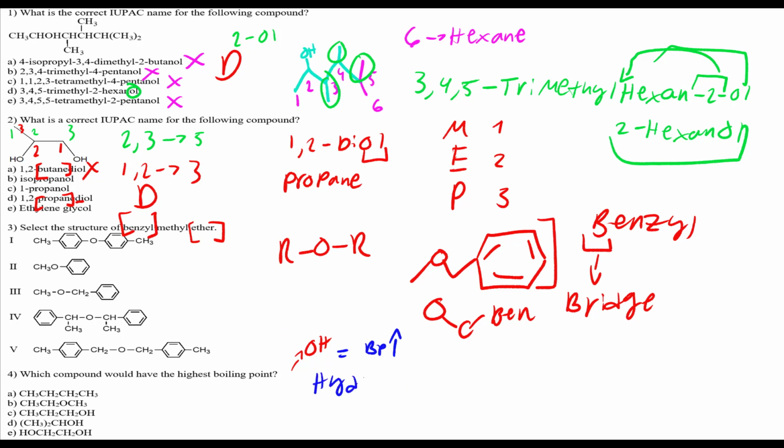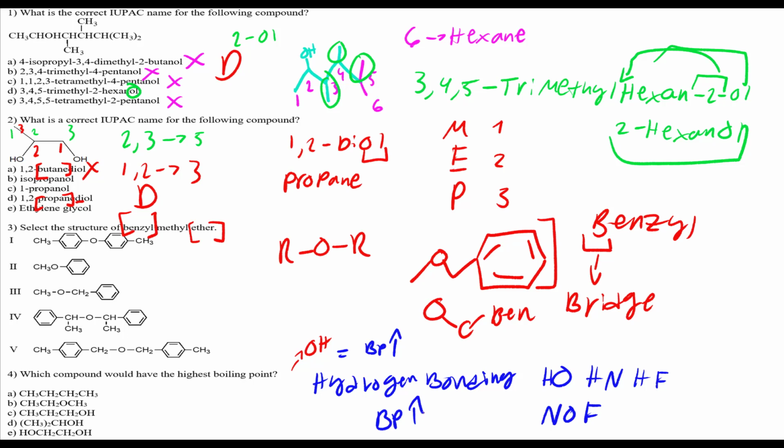So hydrogen bonding only classifies to OH, HN, HF, right? And the way you can remember that is HNOF, right? So HNOF, it's enough for you to remember it, get it? So as long as a hydrogen is directly attached to an oxygen or a nitrogen or a fluorine atom, it's going to have hydrogen bonding. And hydrogen bonding raises your boiling point significantly, right?